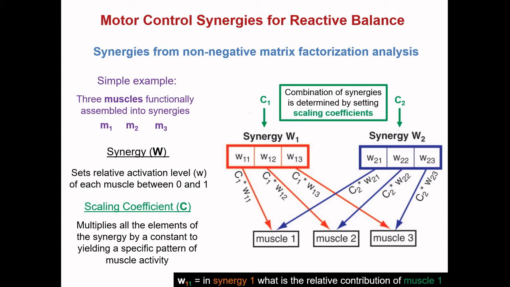The activation of a muscle by a synergy is going to depend upon the combination of the relative activation level of the muscle and the scaling coefficient of the synergy. If we look at the red arrow going from synergy 1 to muscle 1, the amount of recruitment of this muscle is going to be determined by the relative activation level, W subscript 1-1, multiplied by the scaling coefficient. A key feature of this theory is that a particular muscle can be part of multiple synergies at the same time.